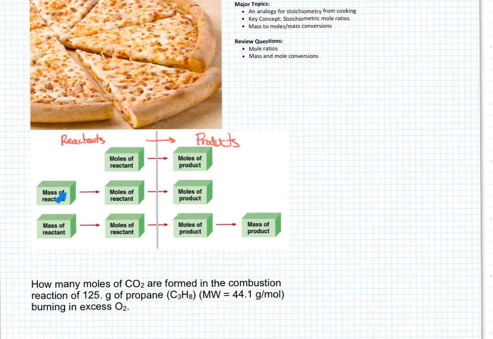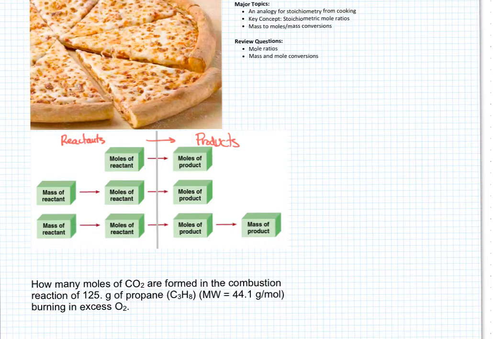We could start with a massive reactant, usually in grams, but it could be in kilograms or something else, and we could find moles of product. We could start with massive reactant and go all the way to massive product. Again, this could be grams or kilograms going to grams or kilograms on this side. So this gray line here is representing the arrow in a balanced equation. Reactants on one side, products on the other side.